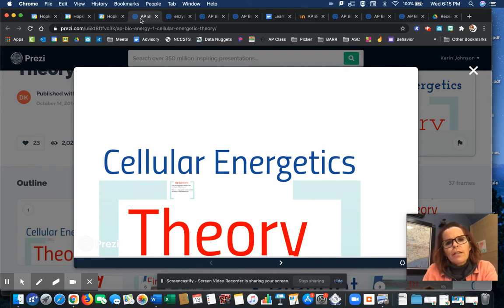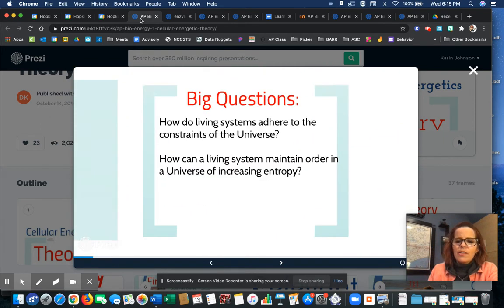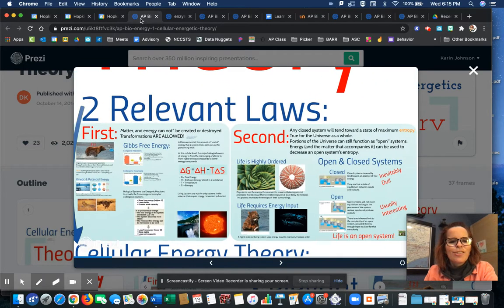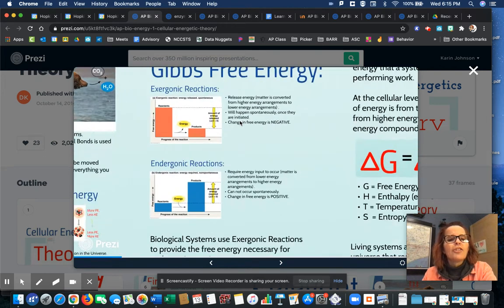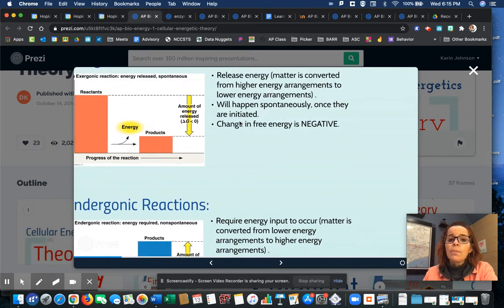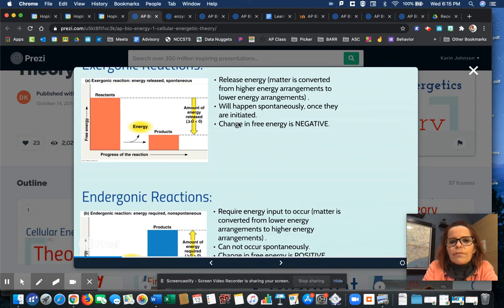The first part of the notes we talked about was the first and second laws of thermodynamics. The first law just says that matter and energy cannot be created or destroyed, but that it can be transformed. During this section, we talked about exergonic and endergonic reactions. You would need to be able to look at a reaction and tell if it's exergonic or endergonic. Notice that with an exergonic reaction, energy is released, and the amount of energy stored in the products is less than the amount of energy stored in the reactants.